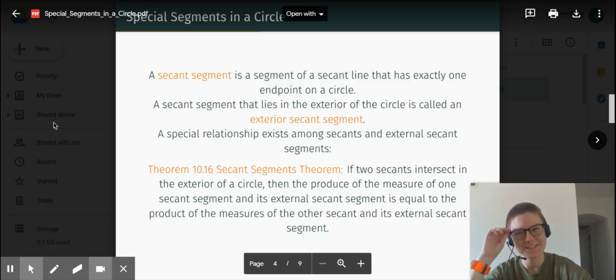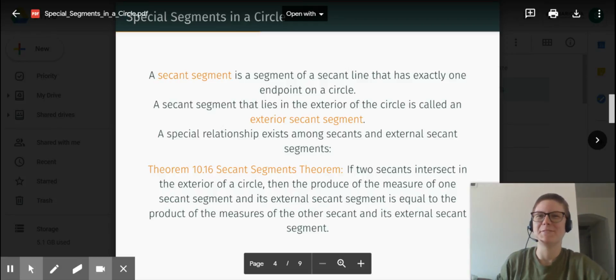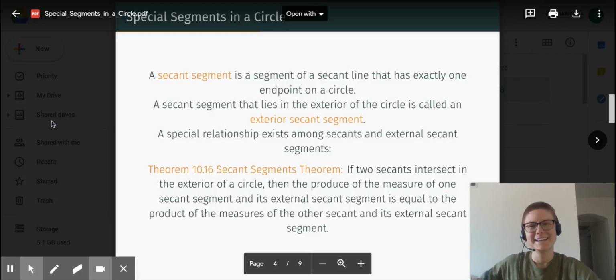A special relationship exists among secants and external secant segments. Okay, so we want to write all of this down. I know it's kind of a lot, but there's not a lot of writing in this set of notes. So hopefully you can bear with me. Pause it if you need to write this down.